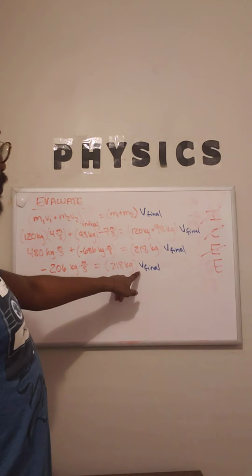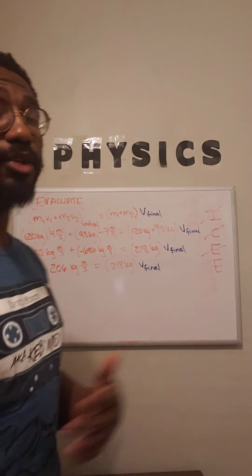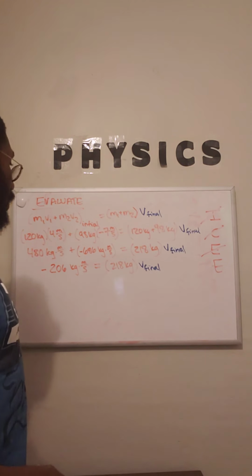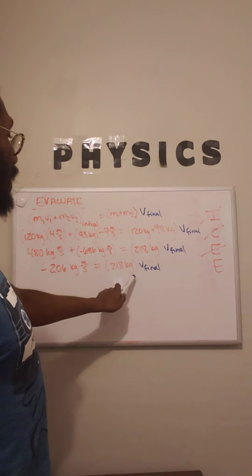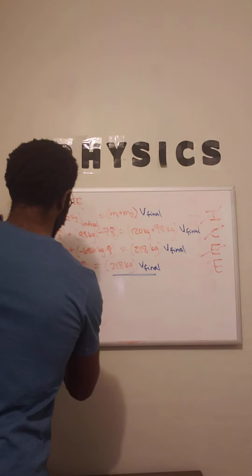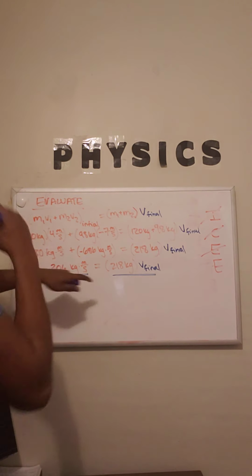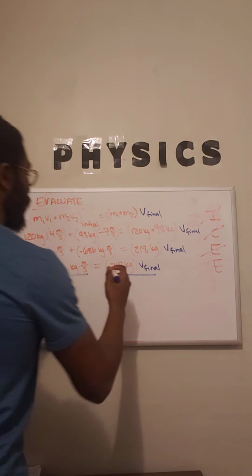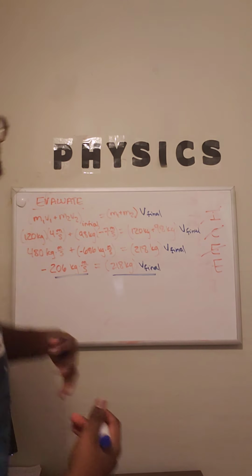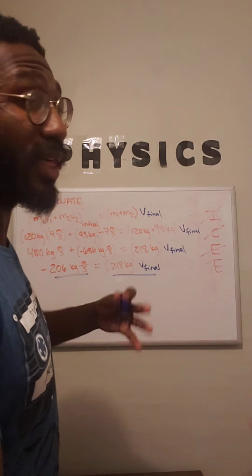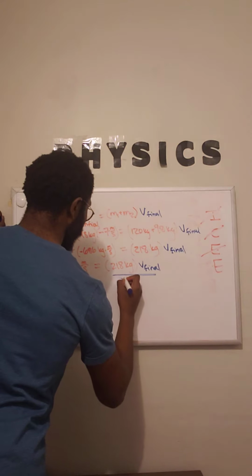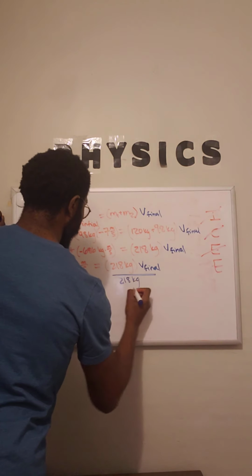If multiplication is happening, we need to do the opposite of multiplication to separate those variables. So I need to do division. And remember, what I do to one side, I do to the other side. I'm trying to isolate V final, so I don't want to move V final. I want to move everything else away from it. So I'm going to divide by 218 kilograms on both sides.